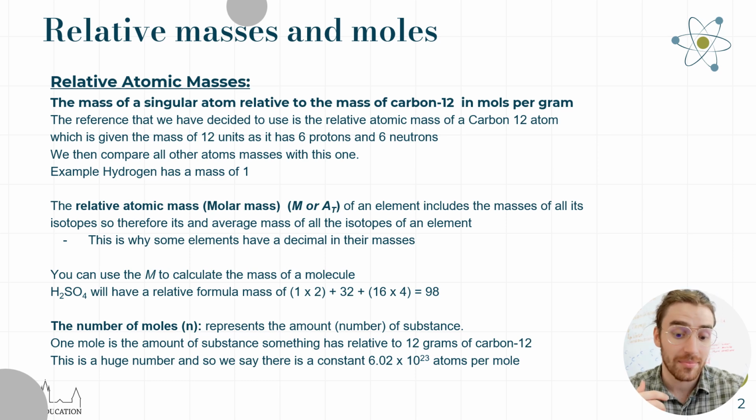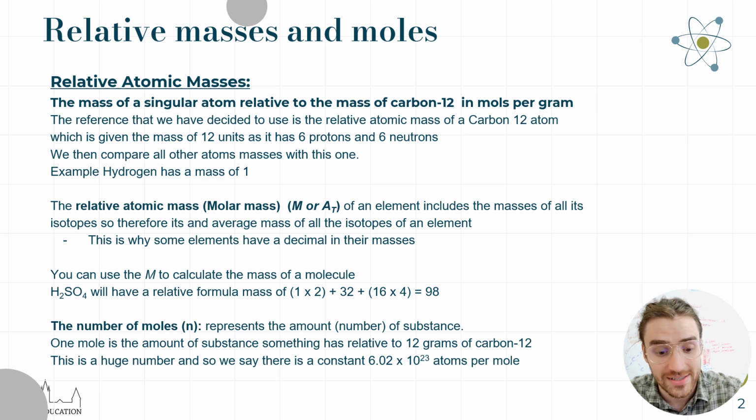And when we look at our number of moles, the number is going to be extremely high, so we have calculated this average constant called Avogadro's constant of 6.02 times 10 to the 23 atoms per mole. So we work out the number of moles, we times it by that constant, and that's going to give us the number of atoms in that mole.